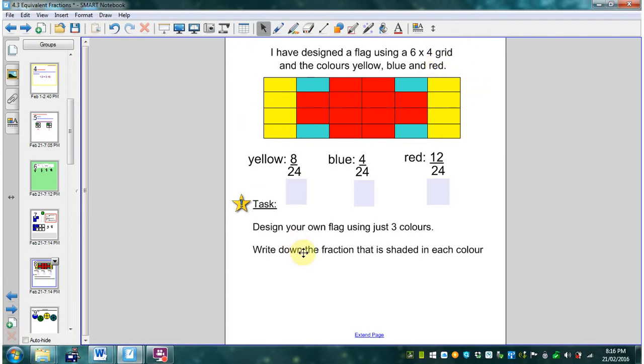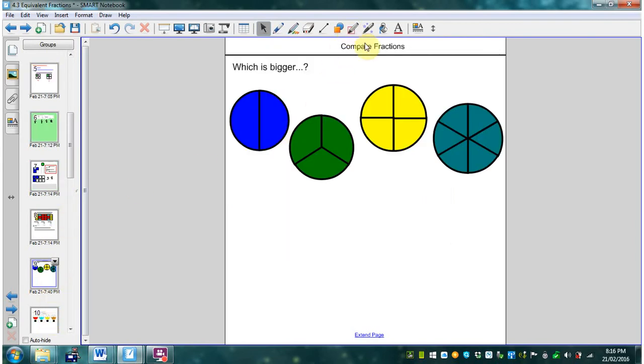Okay, so by now you should have your flag complete, and we're ready to move on to talk more about equivalent fractions. Alright, so now I want you to compare these. I asked you how much is shaded out of all these. Okay, so how much is shaded here?